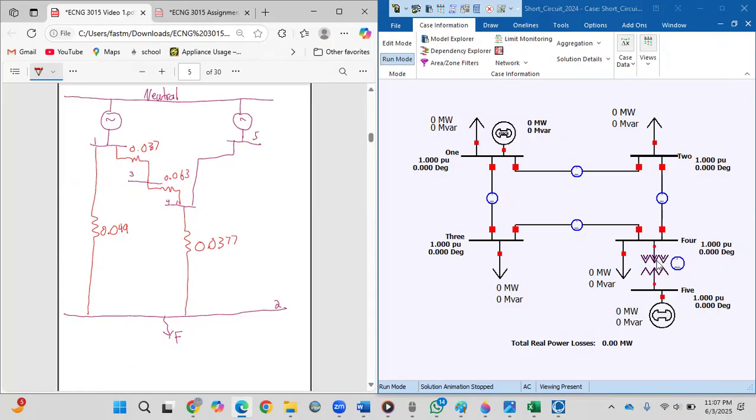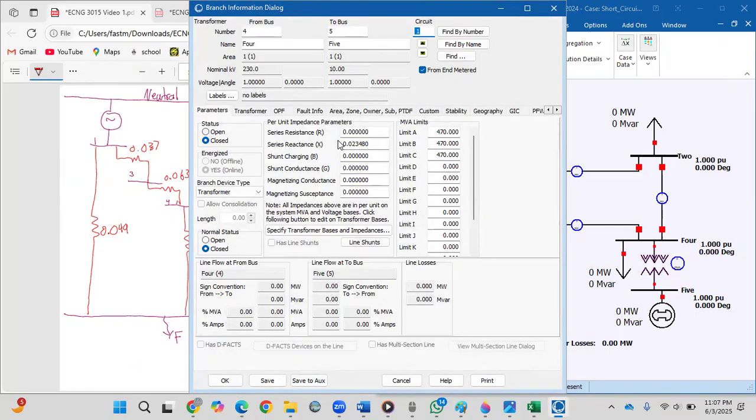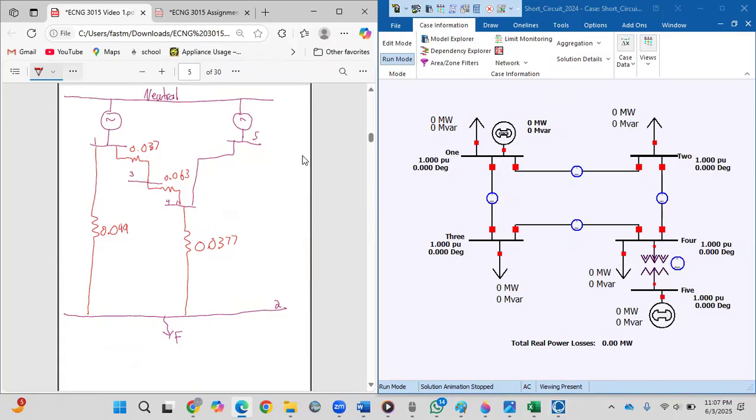And then we want from 4 to 5. So 4 to 5, there's a transformer. Same thing, double click on the transformer, and in this case it gives you only X. So the square root of that squared, the square and the square root will cancel. So the answer will be 0.02348. So we just draw our impedance. So it was 0.02348.